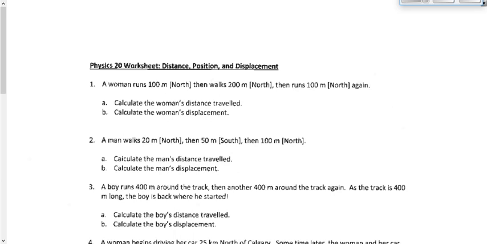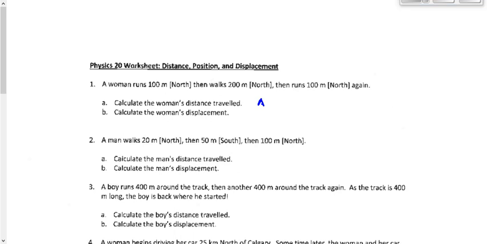All right, guys, number 1 says a woman runs 100 meters to the north and walks 200 meters to the north and then runs 100 meters to the north again. What's her distance traveled? What's her displacement? Are these numbers that are given to me positions, or are they displacements? In other words, do these represent where this woman is, or where she's gone? How far she's traveled, her displacement. These are displacements, right? So what are we going to do? We're going to add them or subtract them? We're going to add them.